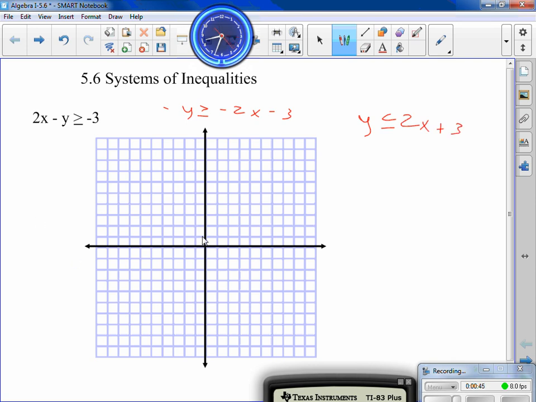We started up 3, then we went up 2 to the right 1 for the slope, rise over run. Because it's less than or equal to, I use a solid line. It is less than, so I shade below. This is what we've worked on for the past couple days.